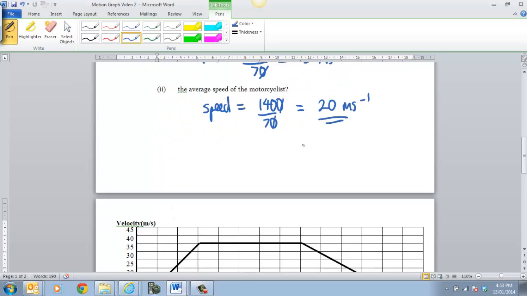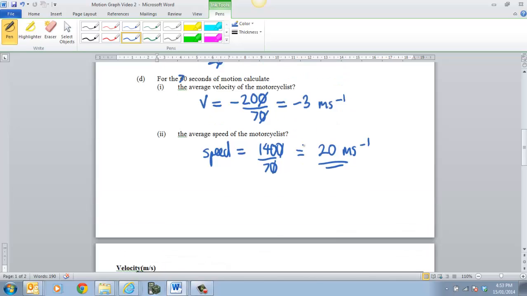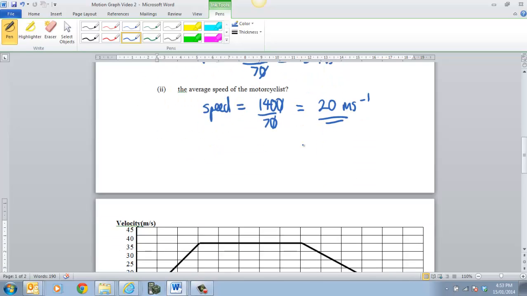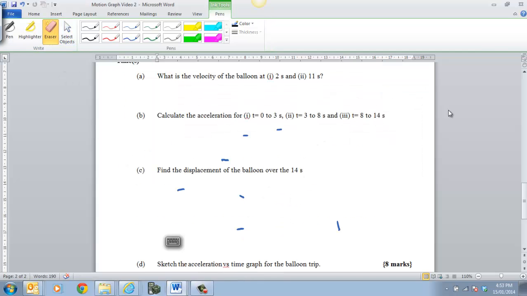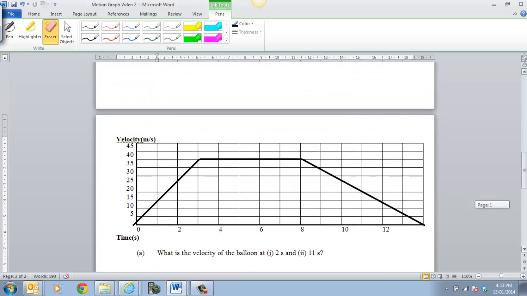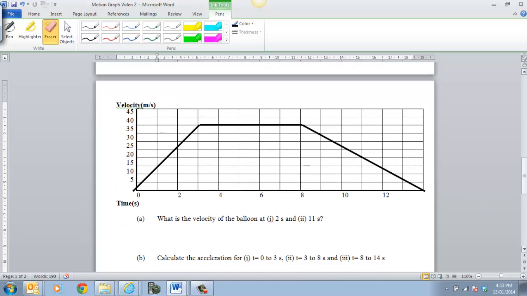So they're the sort of questions that you'll get to do with a position versus time graph. Now, the other type of graph that you'll see when we do these questions is going to be a velocity versus time graph. A velocity versus time graph is basically the one that you'll use when you want to work out the distance travelled and so on. So let's have a look at this example. We've got to put these in context. I think it's a hot air balloon or something like that, a balloon going up in the air.